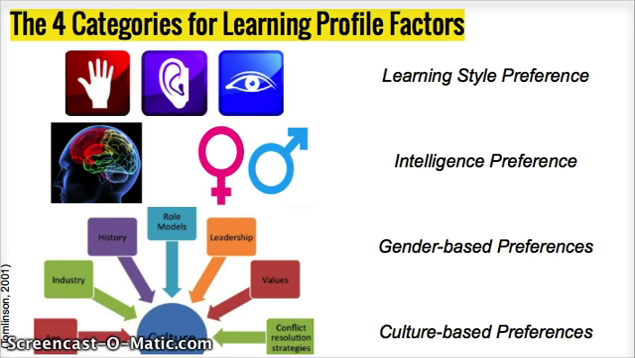Gender-based preferences are patterns that have influenced us over time. These can be factors to consider when differentiating, but are not necessarily set in stone. For example, typically boys do prefer more competitive style learning, where girls prefer more of a collaborative approach, but it could be different for any student.